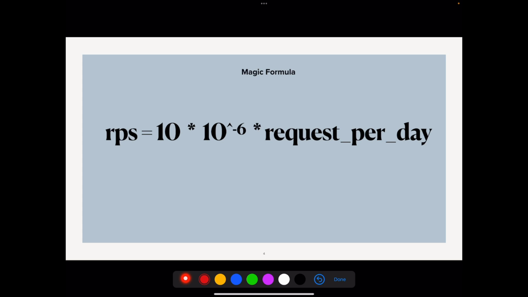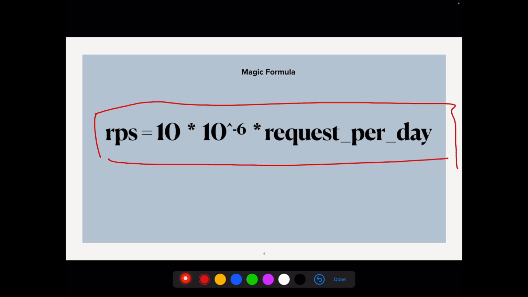Now I am going to share a magic formula which I use while doing this calculation: 10 into 10 to the power minus 6. When I am calculating requests per second, I always multiply requests per day by 10 into 10 to the power minus 6. Why I do so, I will tell you in the next slide. But here I always try to keep the power in multiples of 3, either 10 to the power 3, 10 to the power 6, 9, in that form. And why I do so? Because it makes the calculations very easy.